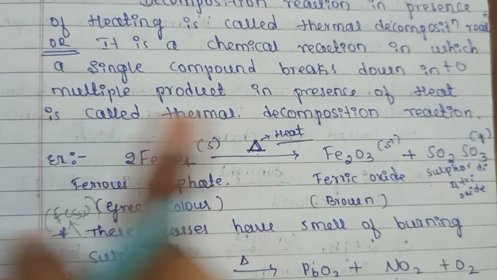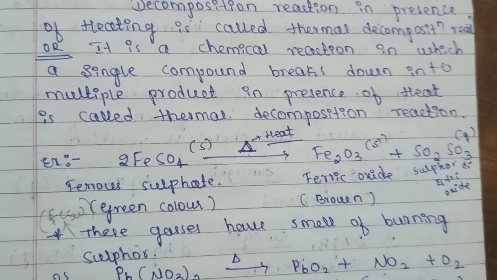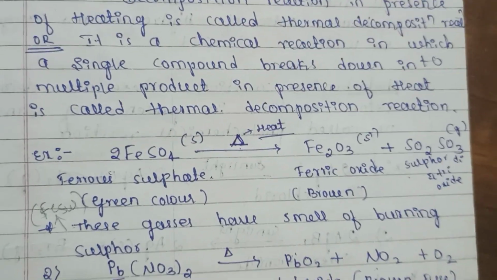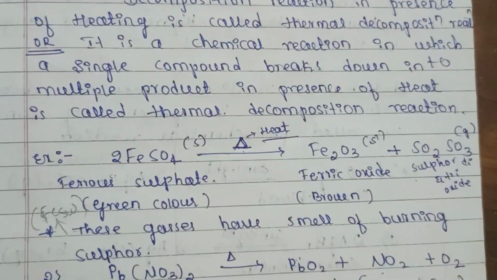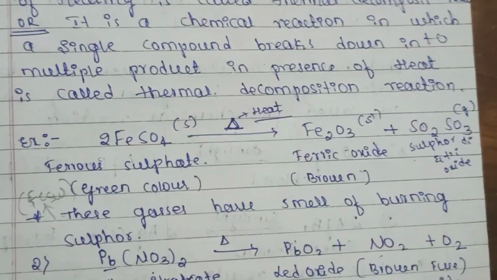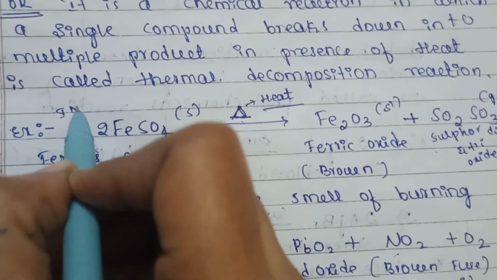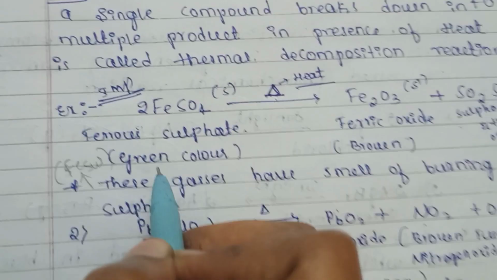You should remember this color also, because they will ask in the examination about the color. A substance which is green in color, which gives what product, you have to write that answer. Like that they will give the question. So it is a very important reaction, you should remember. FeSO4 is ferrous sulfate.